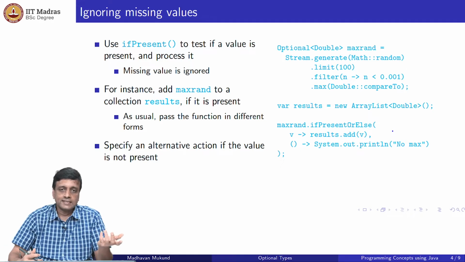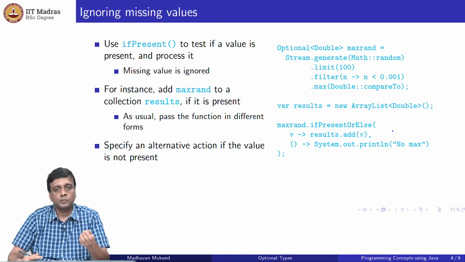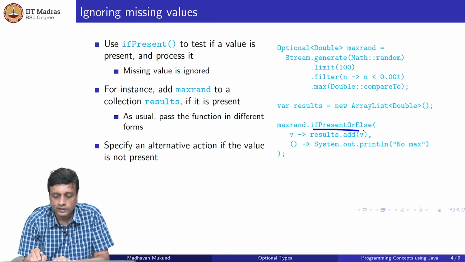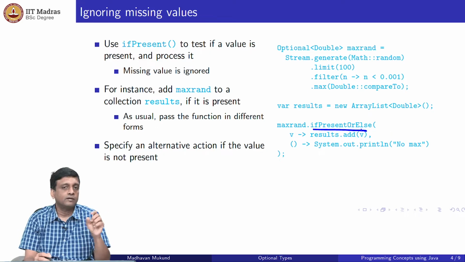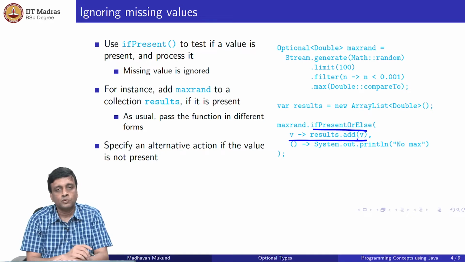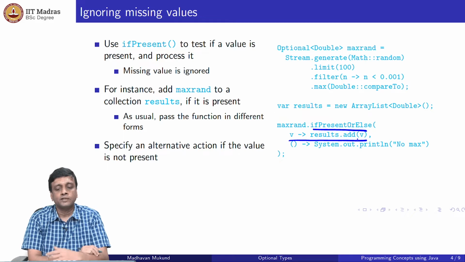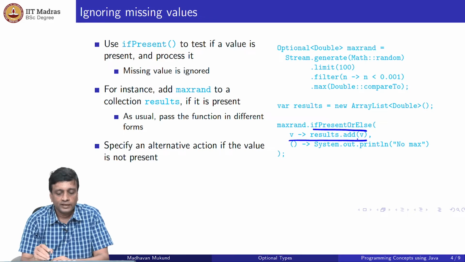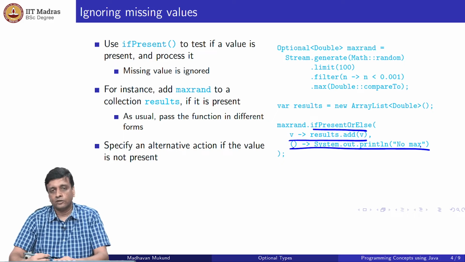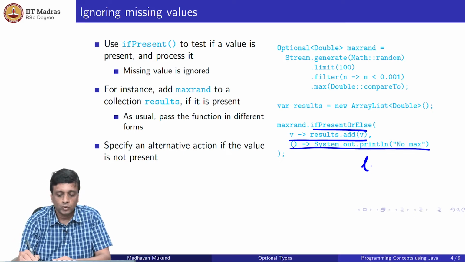We can also give an else, right. This is saying what to do if the value is present. So what to do if the value is not present can also be provided, right. So we can have ifPresent, now we can have ifPresentOrElse. So we have a different method which does two things. It takes one function, the first one is the if part. If the value is present, we add it to results as before. If the value is not present, then in this case maybe we just print out a diagnostic. We could also put it into a logger or something.